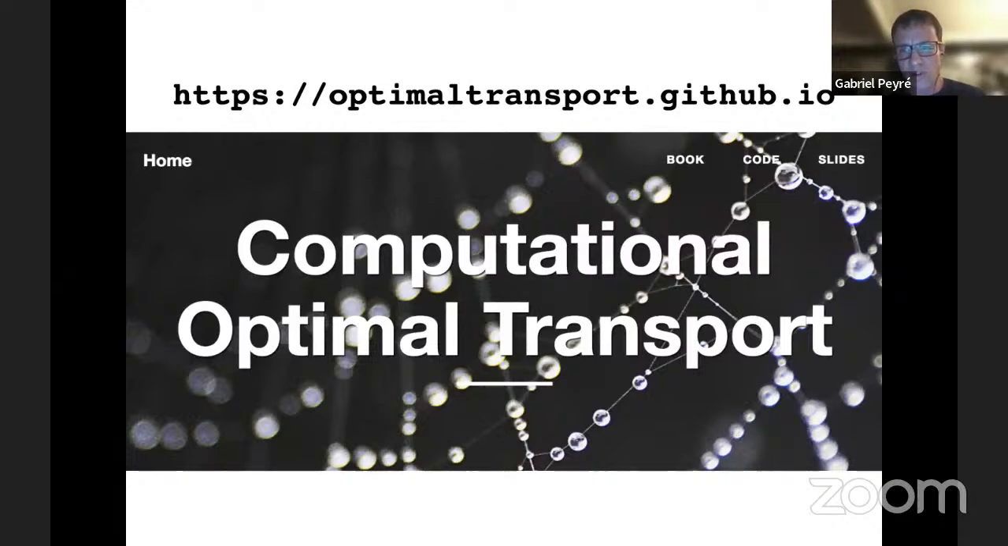I guess you'll find this small book we have written together with Marco. It's free, it's just a PDF you can download, so feel free to download it. There are also lots of Python code you can use, so once again, feel free to use them. I guess it's a great idea to use Python, PyTorch, and so on to do numerics around optimal transport.